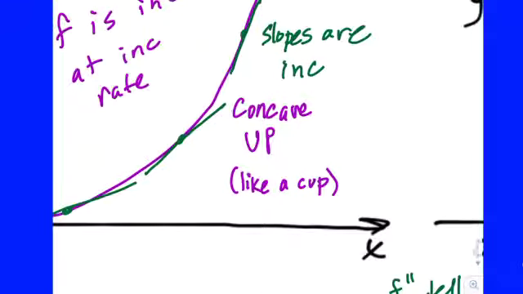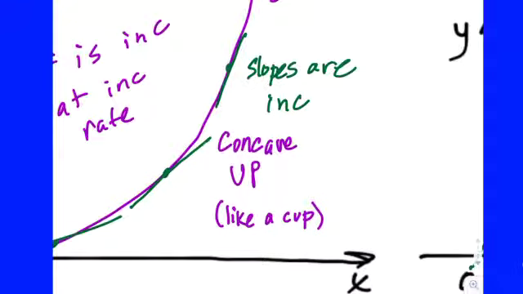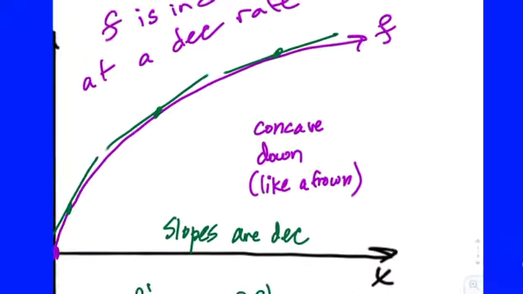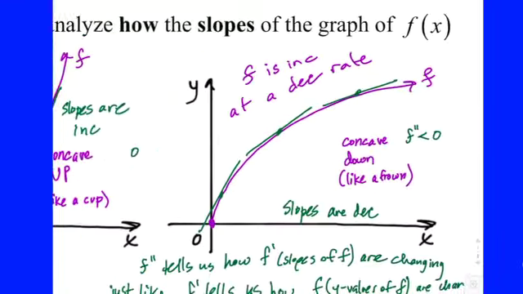Over here, if the slopes are increasing, then f prime is increasing. What can we say about its second, f double prime? It is greater than 0. It's positive, okay? And over here, if the slopes are decreasing, then the derivative of f prime, which again is f double prime, should be less than 0.